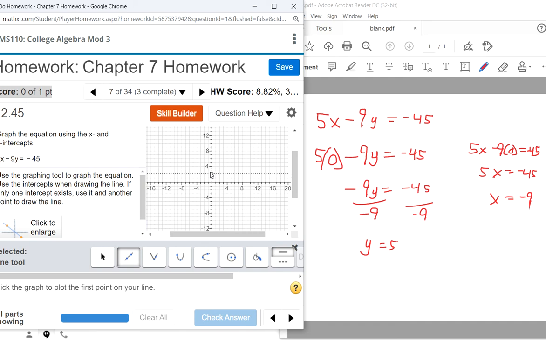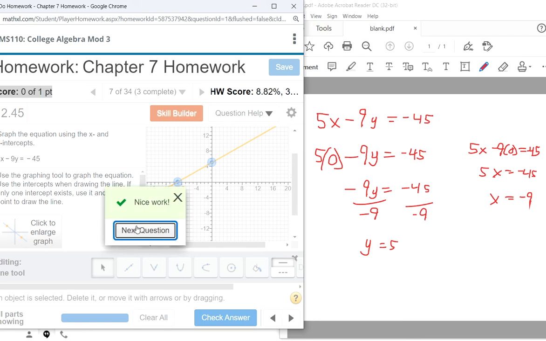So my y-intercept, I had a y of 5. And my x-intercept was negative 9, so here's negative 8. So the next tick over must be negative 9. There's my graph, and then it's got the answer marked correct.